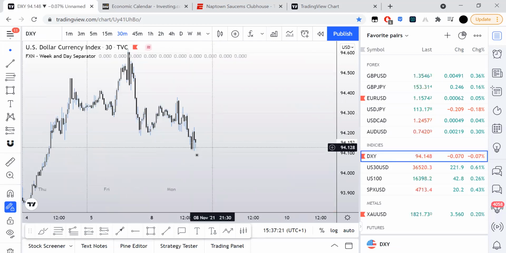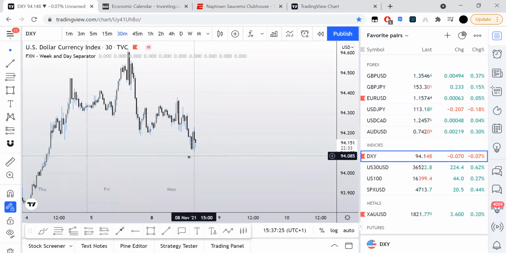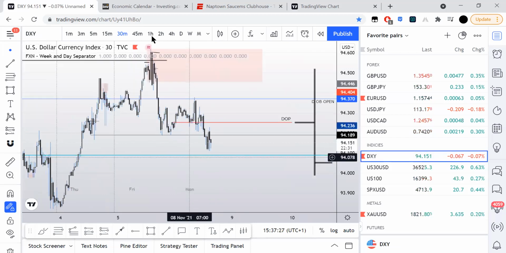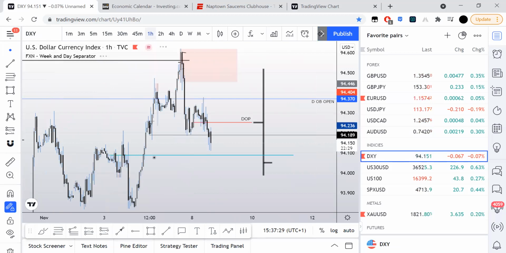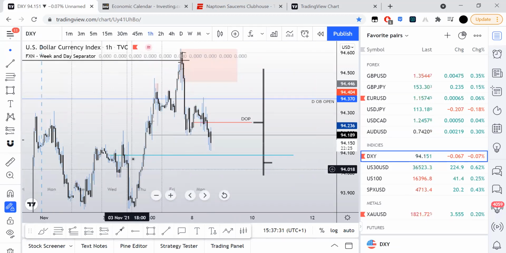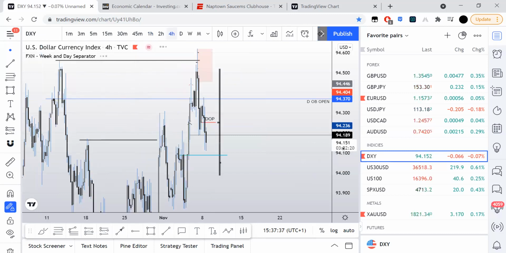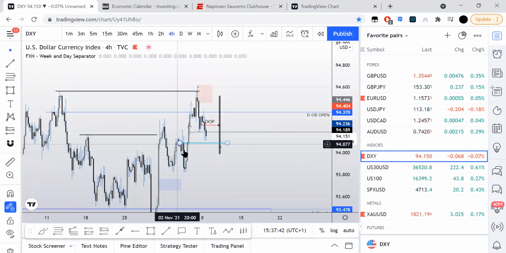Right now, I'm not comfortable with it because of what DXY is doing, and how DXY never came into the area that I wanted it to come into. It did come into this order block, that 4-hour order block, but I wanted to see it at least get to the open. And it doesn't have to do that. It could just play off this order block.